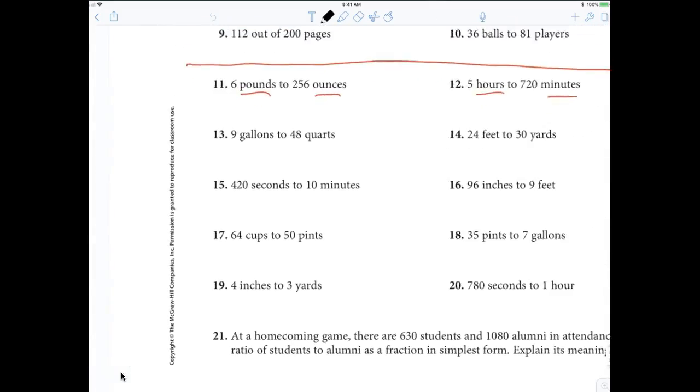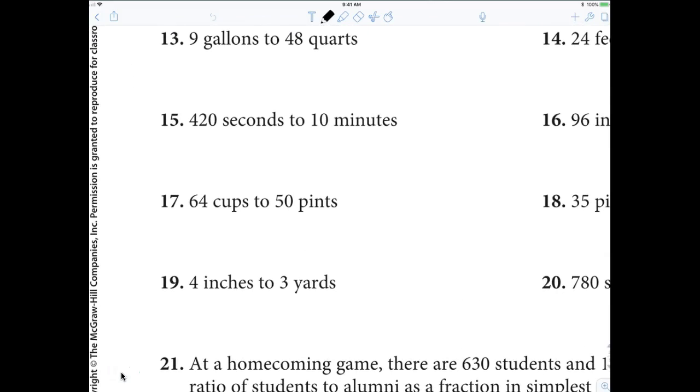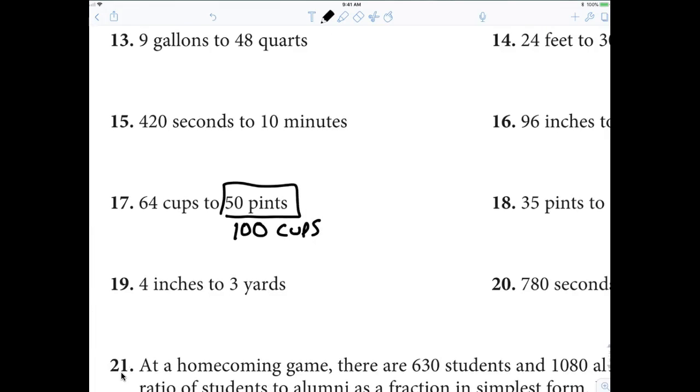64 cups. Now the problem here is a pint has how many cups? Two. Yeah, 2, right? So if you have 50 pints, you have what? 100 cups. Do you agree? Yes. So now it's just 64 to 100. Now you just reduce by 4, divide by 4, divide by 4, 16 over 25. Okay. Is that good? All right, anybody else have any particular questions?